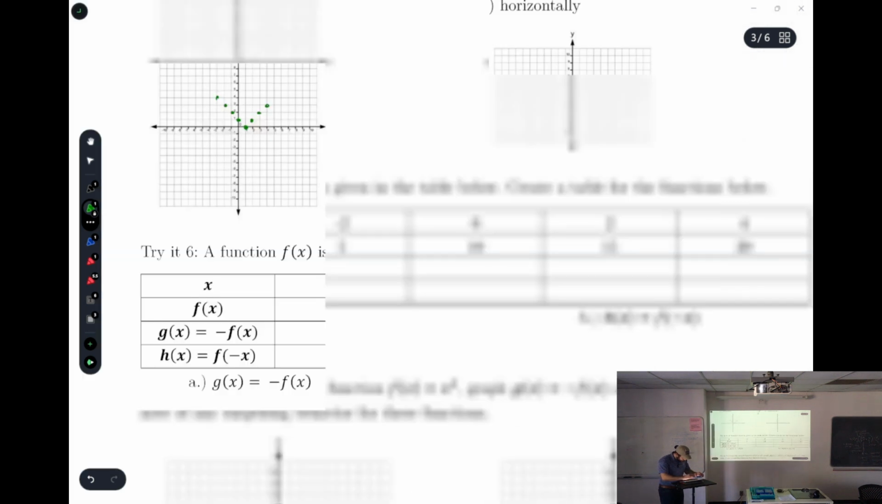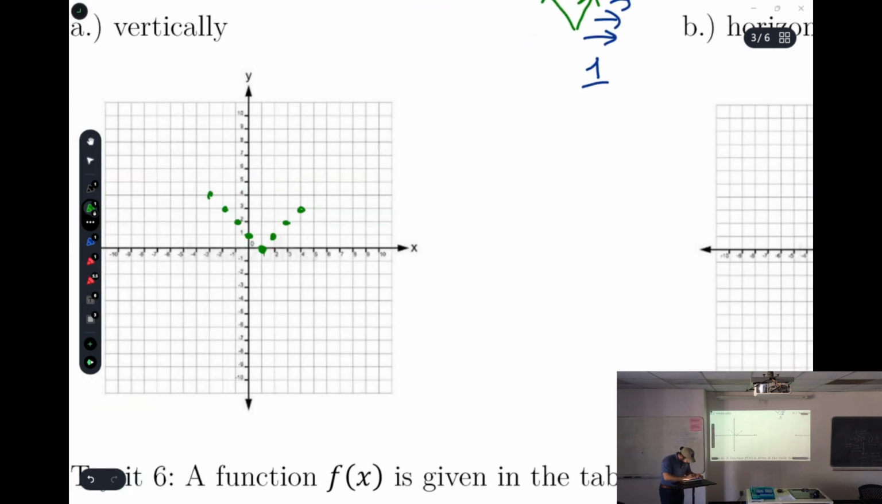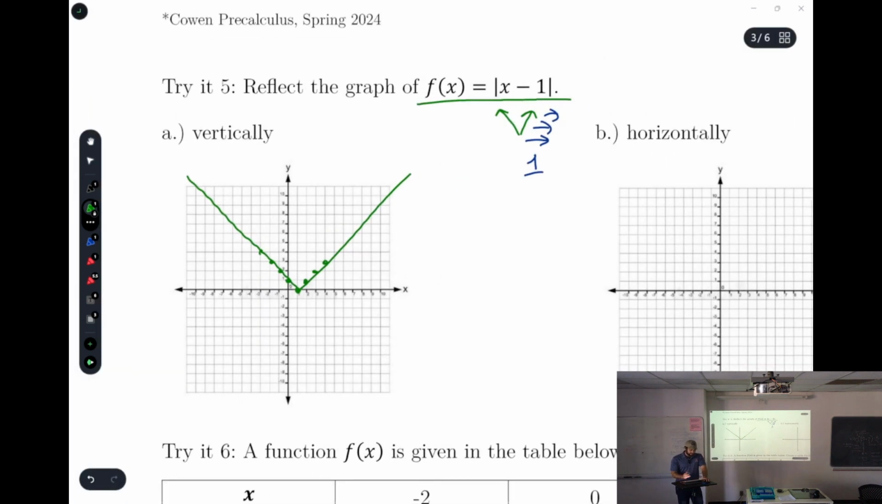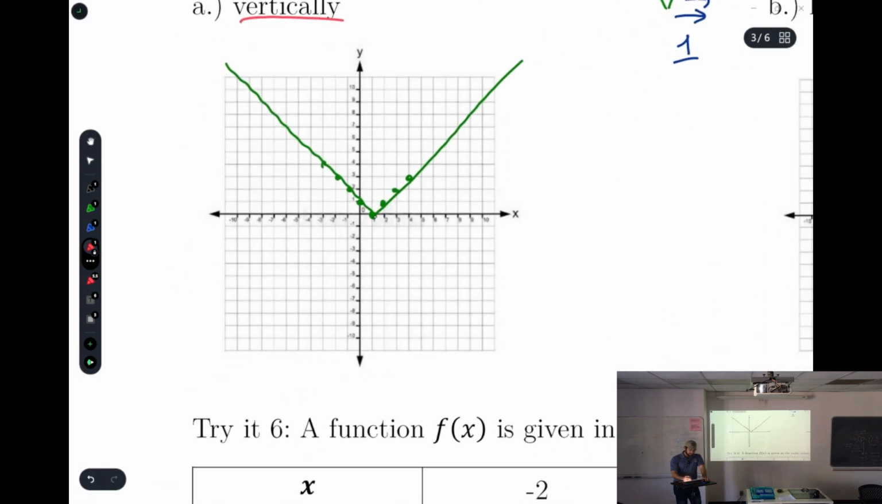Nope, don't do that. No, that wasn't even that good. Cool. But what are we supposed to actually do with it? It says reflect vertically. So you know what it does?